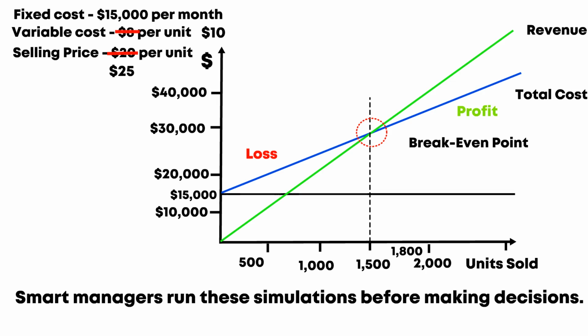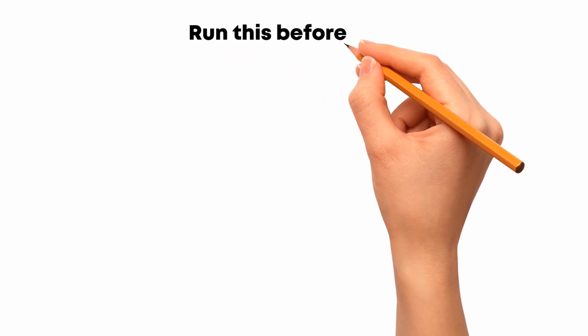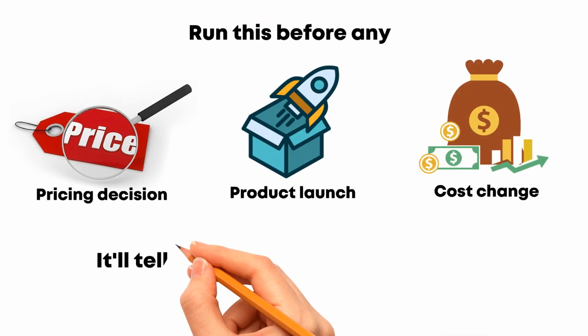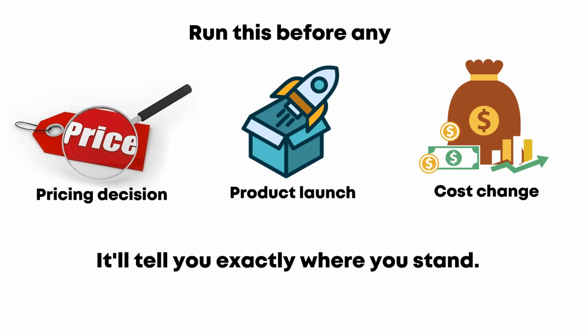And that's your complete break-even chart. Fixed costs, total costs, revenue, the intersection, and your safety margin, all in one visual. Run this before any pricing decision, product launch, or cost change. It'll tell you exactly where you stand.